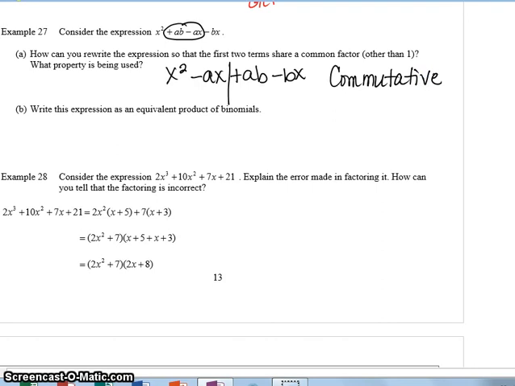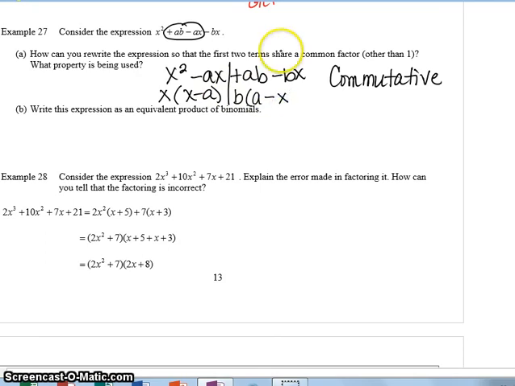All right, write the expression as the equivalent product of binomials. So you're going to factor this here. I'll continue up here. So I'm going to divide out an x. If I divide out an x, I'm left with x minus a. So my goal is to get that matching binomial of x minus a. So factor out a b. You divide both by b, you're left with a minus x.